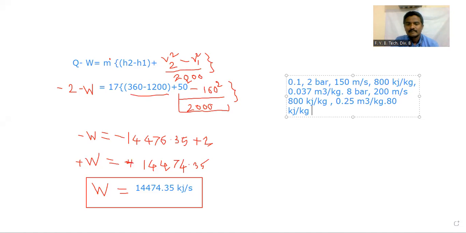Okay. Statement written. Now please read the example. Try to write the given data.